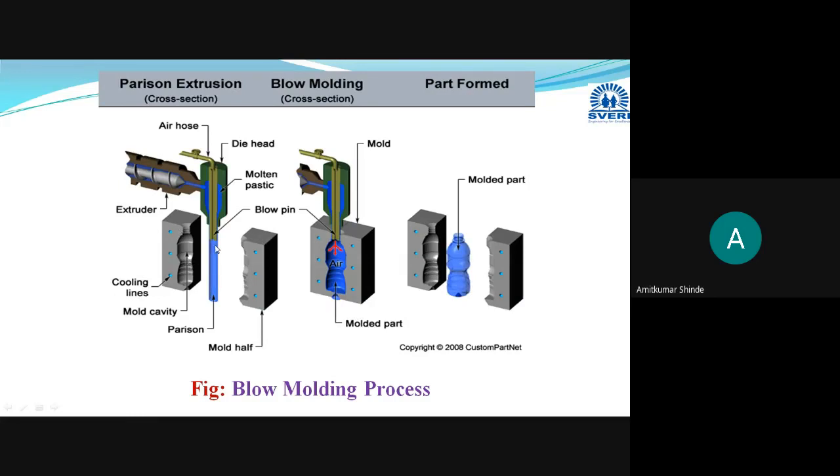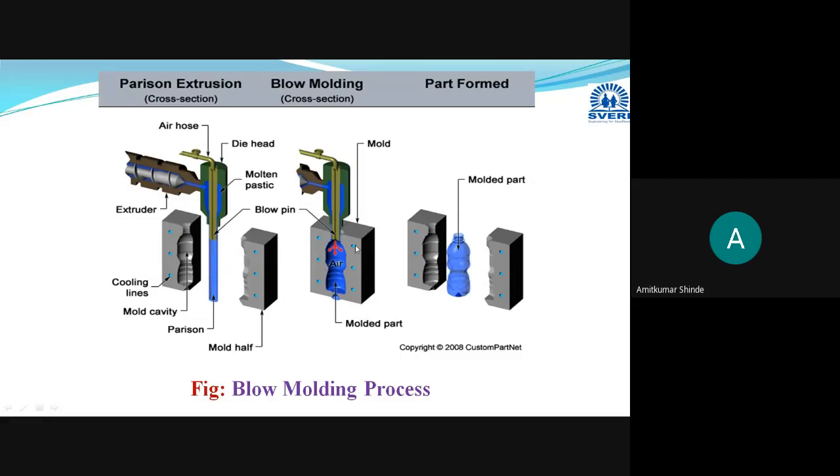Before placing, how it is manufactured is shown in this part. This is the manufacturing method of the parison. You can manufacture it by extrusion molding or injection molding. Heated thermoplastic material will be taken and extruded into a tube, and from that the parison is obtained. Then that parison is placed in the mold cavity, which also has a cooling system.